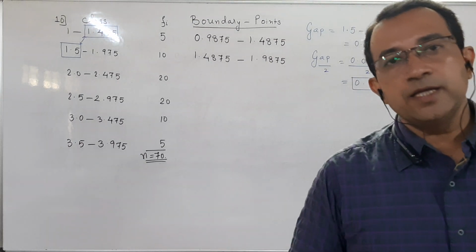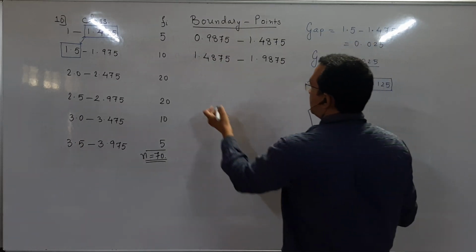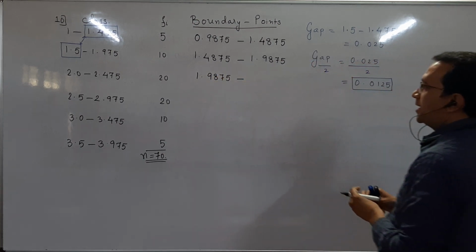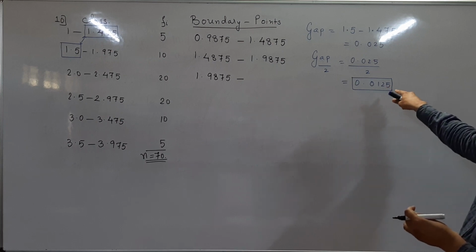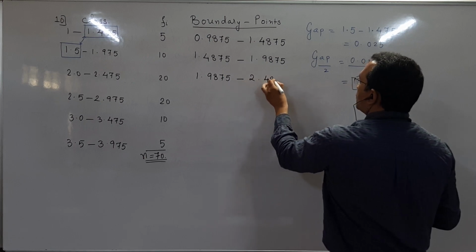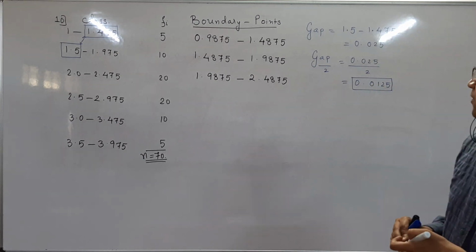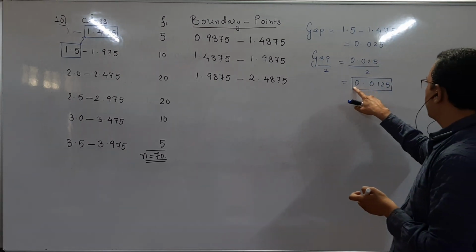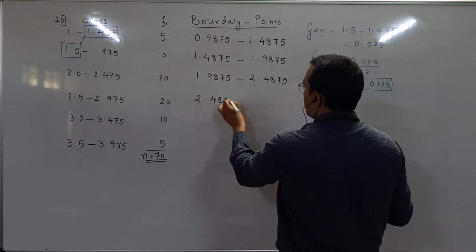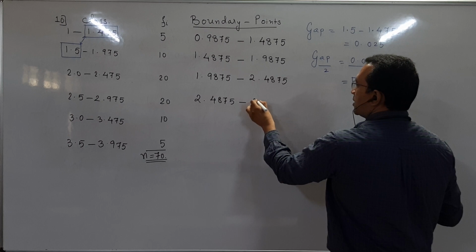Clear? Again, from 2 subtract 0.0125, so we will get 1.9875, and add 0.0125 to 2.475, we will get 2.4875. Then students, from 2.5 we subtract 0.0125, so we will get 2.4875, and add 0.0125 to this.